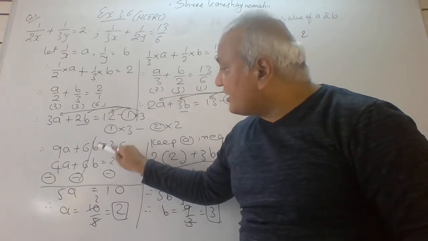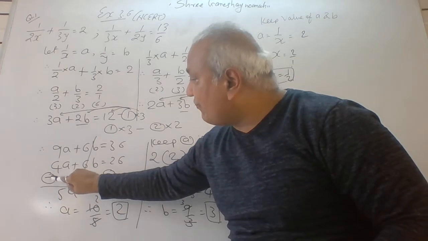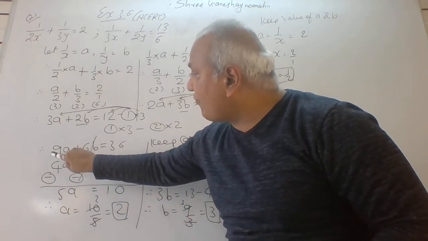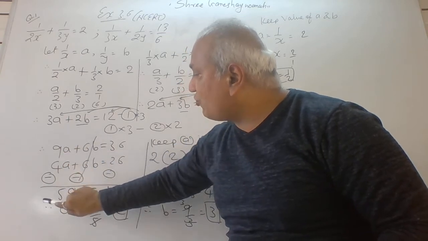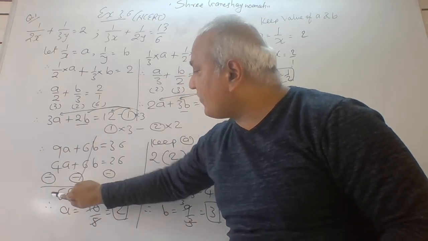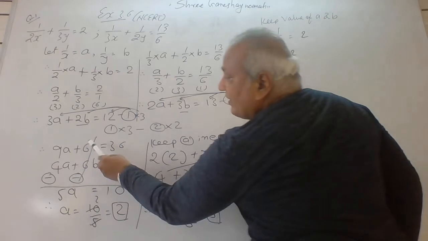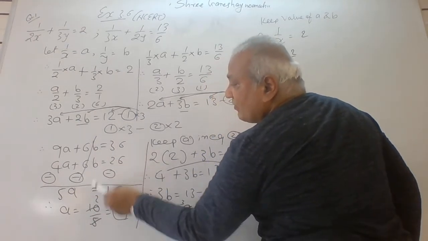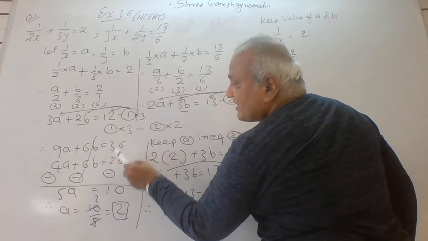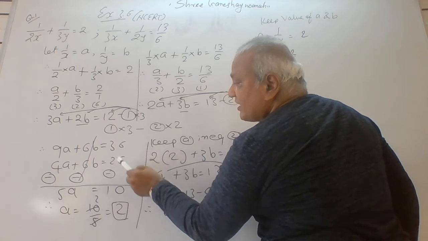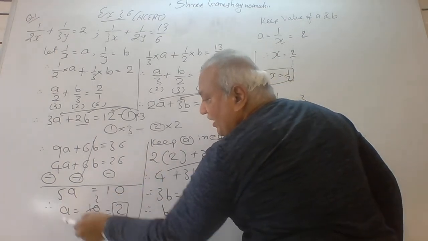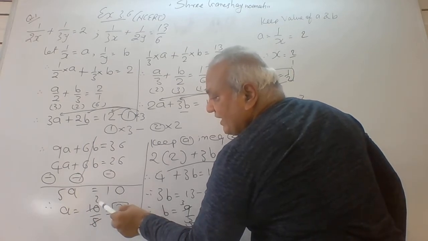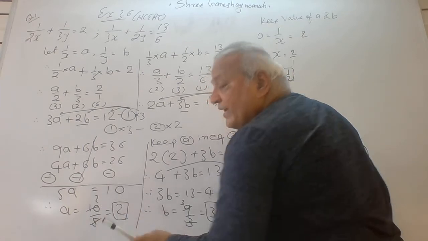It is 6b, 6b cancel. So negative for 4a and positive for 9a. Difference and subtraction: 9 minus 4 is 5. Bigger number's sign, 5a. The same way, here 0, it is equal to 26 with minus sign, 36 with plus. So 36 minus 26 is 10. Bigger number's sign, plus 10. Now 5 will be shifted. 5 2s are 10. So a is equal to 2.